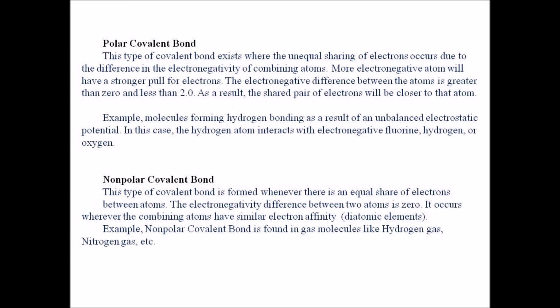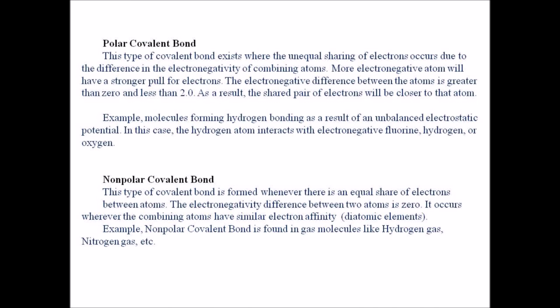As a result, the shared pair of electrons will be closer to that atom. An example is molecules forming hydrogen bonding as a result of an unbalanced electrostatic potential. In this case, the hydrogen atom interacts with electronegative fluorine, nitrogen or oxygen. The next one is the non-polar covalent bond. A non-polar covalent bond is formed by sharing an equal number of electrons between atoms, and is formed in gases like H2, N2. That means hydrogen gas, nitrogen gas, etc.